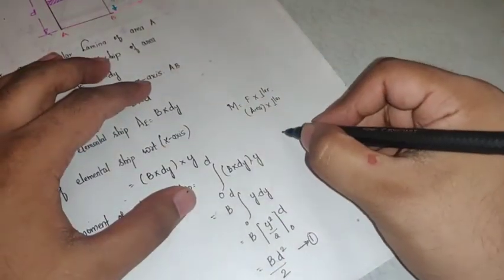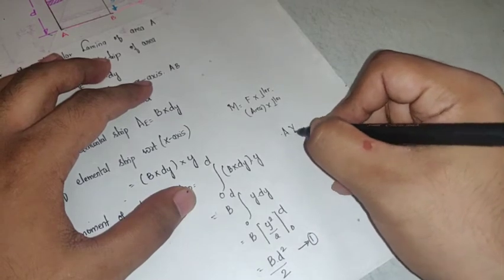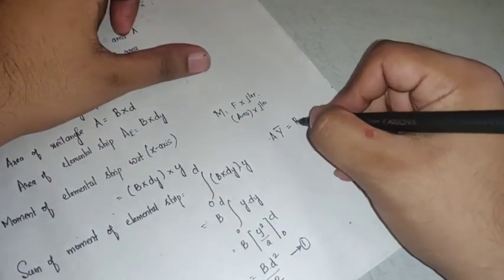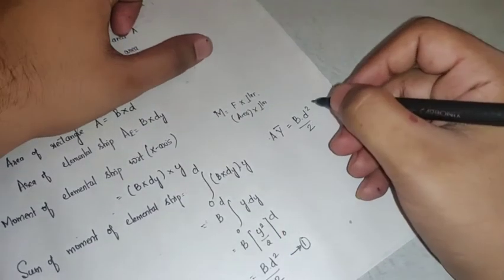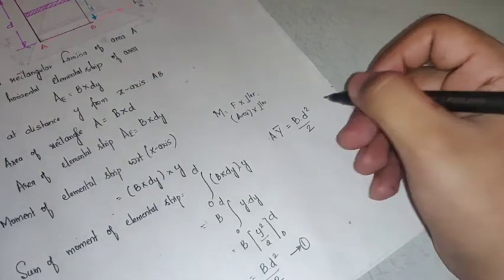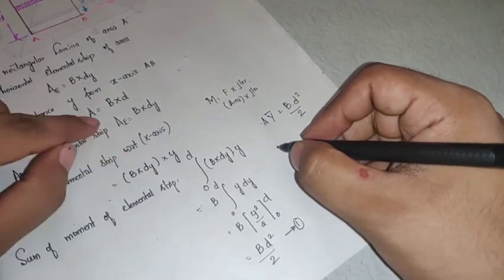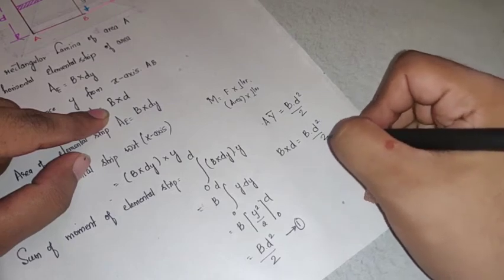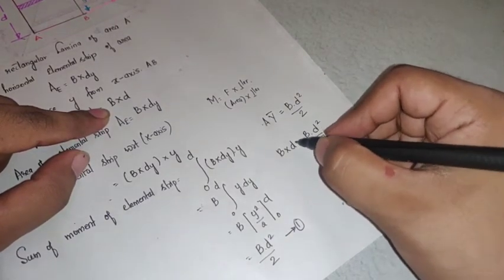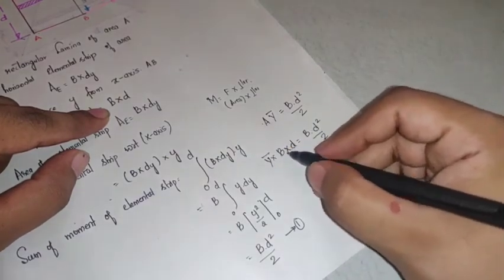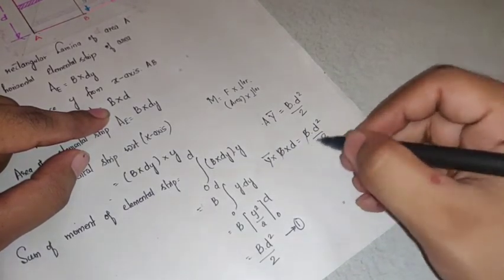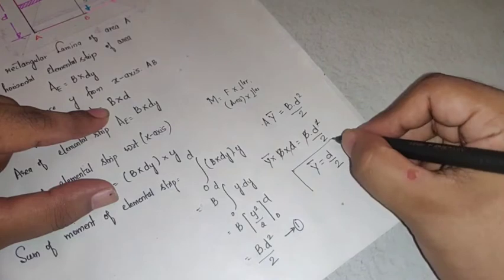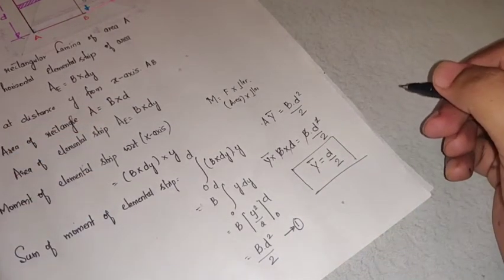Now check here: A into y bar, the total moment of the area, I'll equate with the sum of the moments of the elemental strips, B into d square by 2. Now what is area A? We know that area A is B into D. That will be equal to B into d square by 2 into y bar. So B cancels, D cancels, and what we are left with is y bar equal to D by 2. So we got y bar.